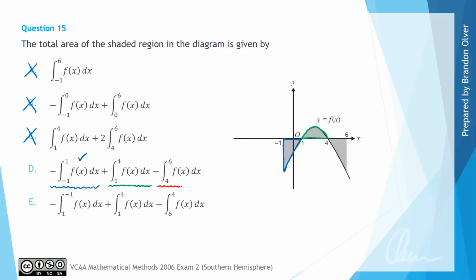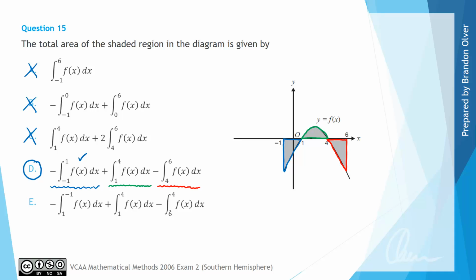And finally we subtract away the integral of 4 to 6 of f of x dx. So 4 to 6 of f of x dx would find this signed area here, and it would be a negative value. And then by adding the negative out the front, it would add on a positive area. So it turns out that D is the correct answer for this question.